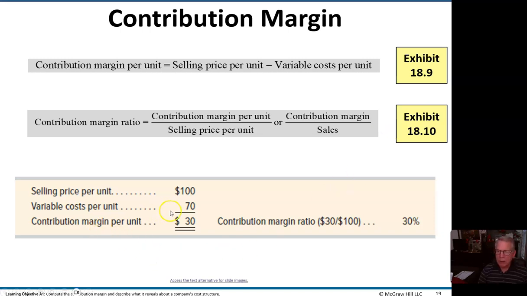So let's look at that. The selling price per unit here is $100. The variable cost per unit is $70. So our contribution margin per unit is $30, and the contribution margin ratio is 30%. The variable cost ratio is 70%, and the selling price ratio would be 100% in that scenario.